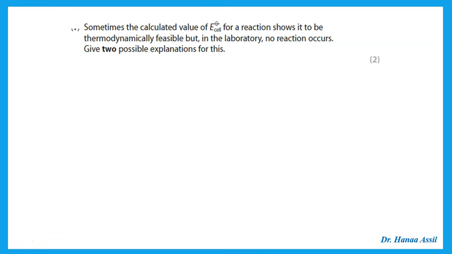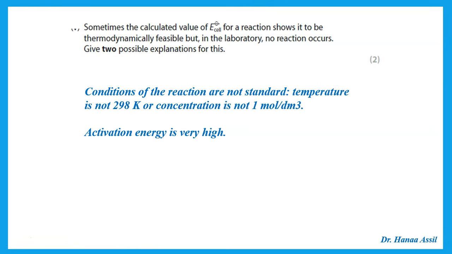This question, for example, says sometimes the calculated value of E cell for a reaction shows it to be thermodynamically feasible, but in the laboratory no reaction occurs. Give two possible explanations for this. Of course, this could be because, first of all, the activation energy is very high, or the conditions of the reactions are not standard, so the temperature, for example, is not 298, or the concentration is not 1 mole per dm cubed.